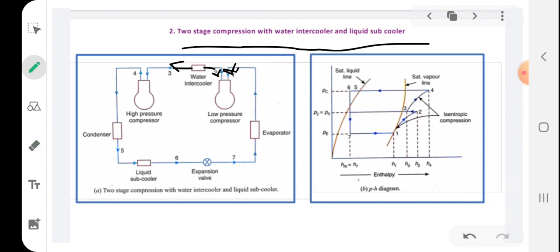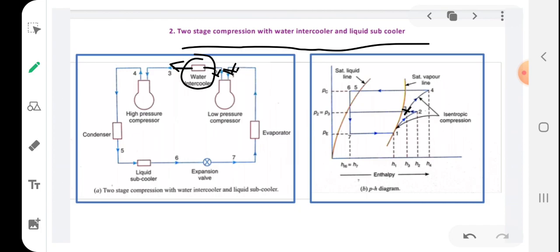So 2 to 3, the vapor refrigerant is cooled. Actually, it is in superheated condition. This superheated vapor is cooled a little bit by passing it through a water intercooler. So for the water intercooler, we are using an external agent. This external agent is nothing but water. So using water, we are cooling the superheated vapor. In the previous case, we cooled the superheated vapor using the same refrigerant coming from the condenser of that particular refrigeration system. So using the same refrigerant we have cooled.